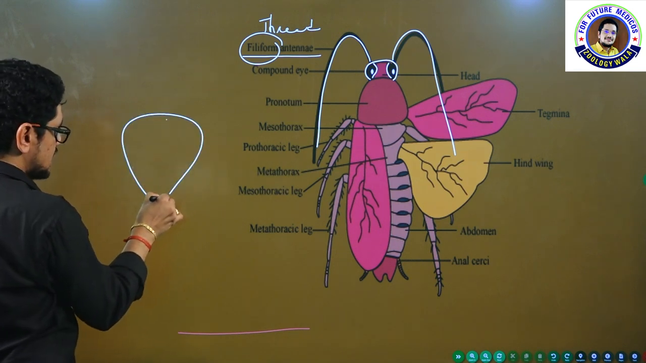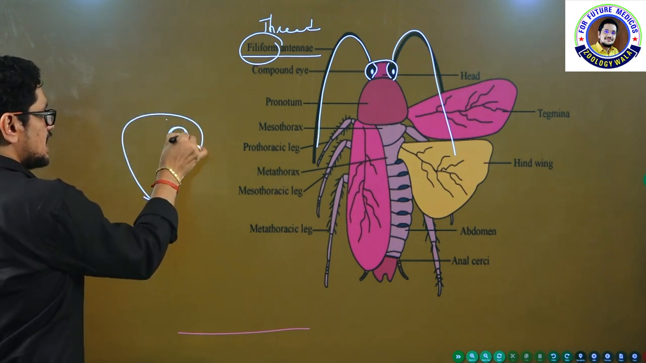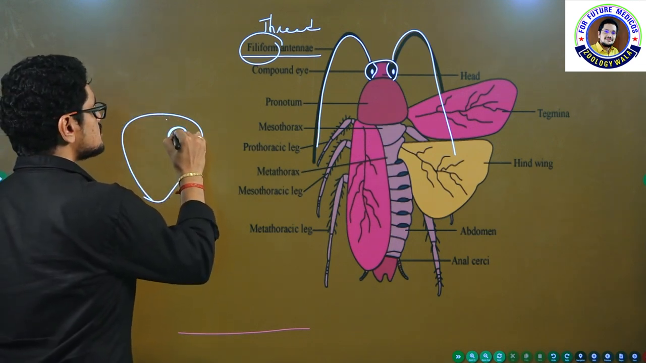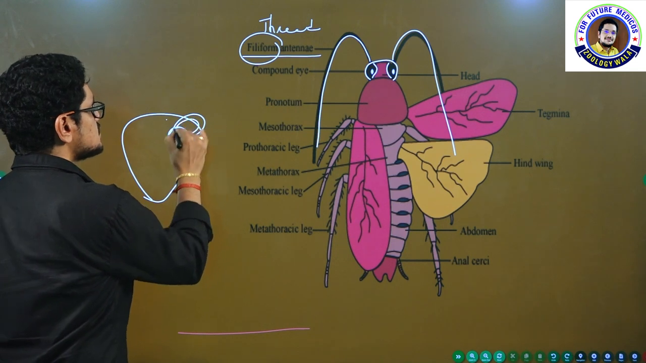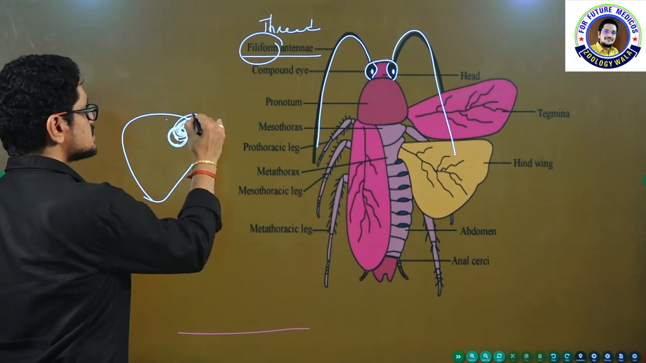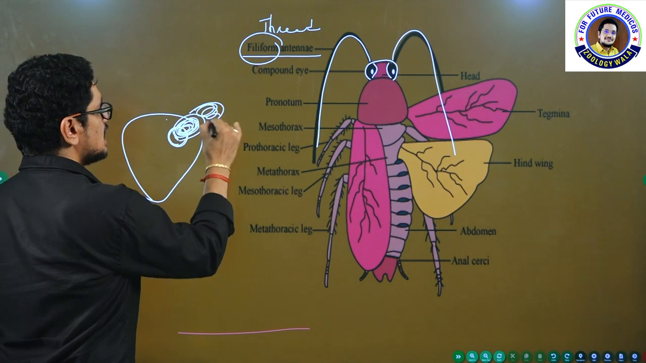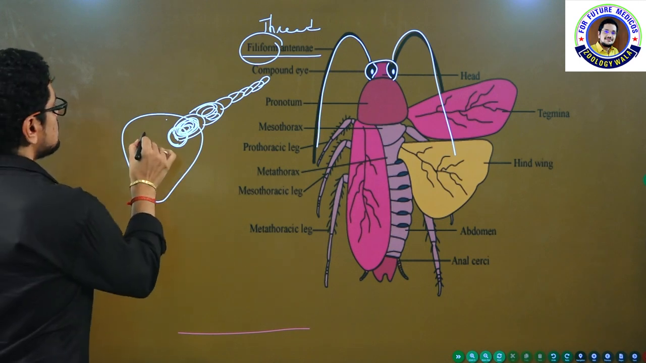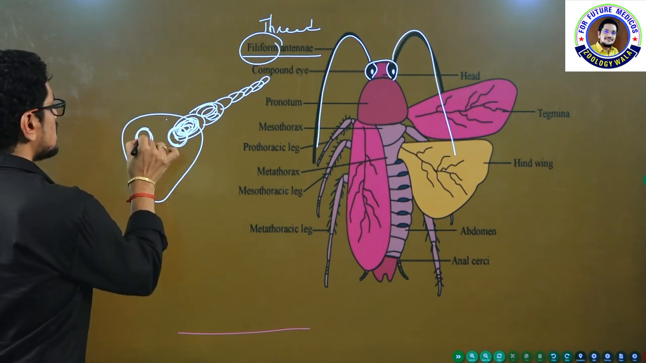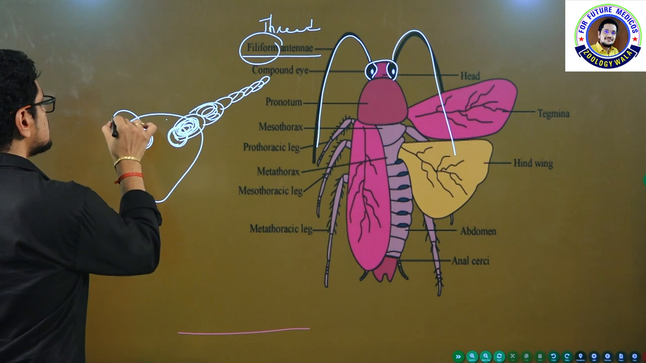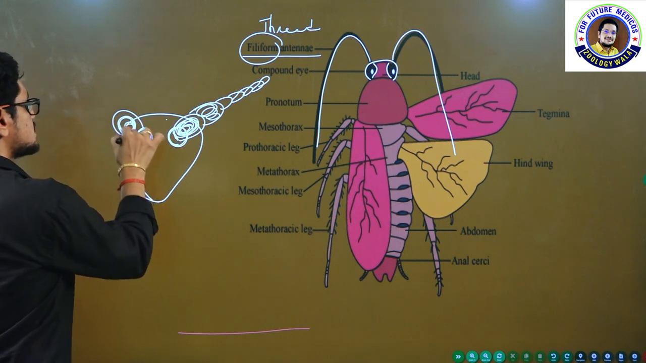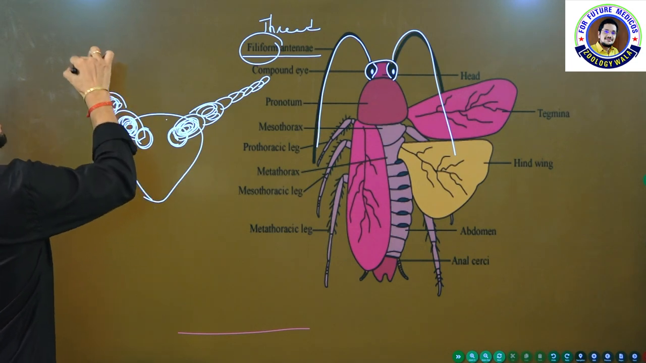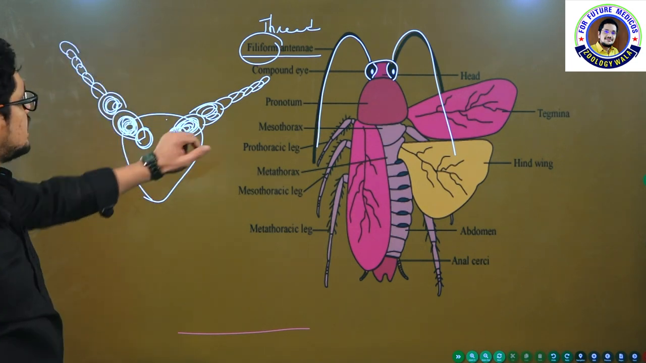Imagine, my dear friend, this is the head, and here there is a socket, called the membranous socket. Inside the membranous socket comes the first part of the antenna. This is called the scape, this is the pedicel, and this multi-segmented structure is called the flagellum. Similarly, on the other side there is a membranous socket, over which is the scape, then the pedicel, then the flagellum. Like this, two antennae are present.